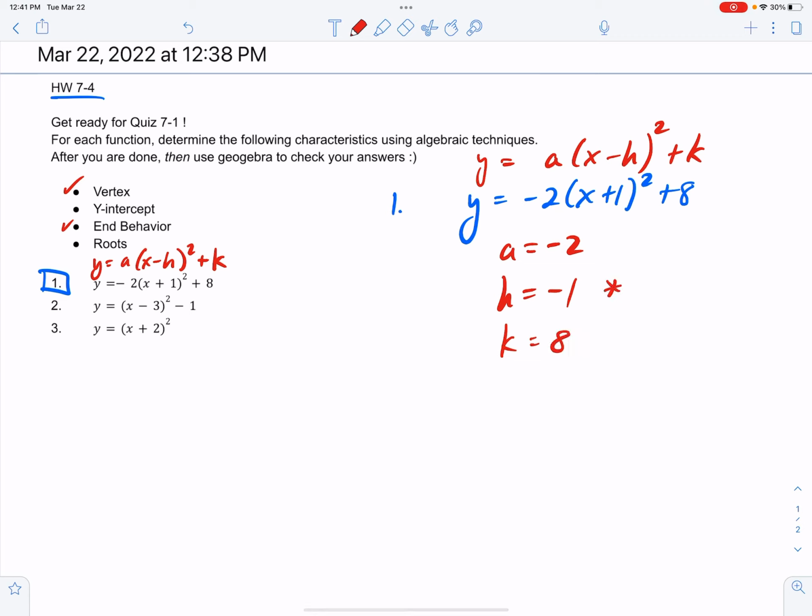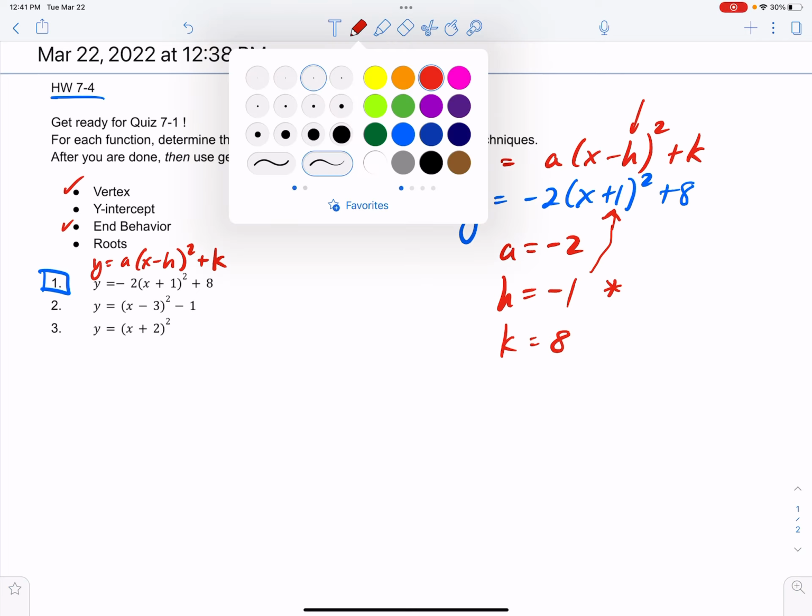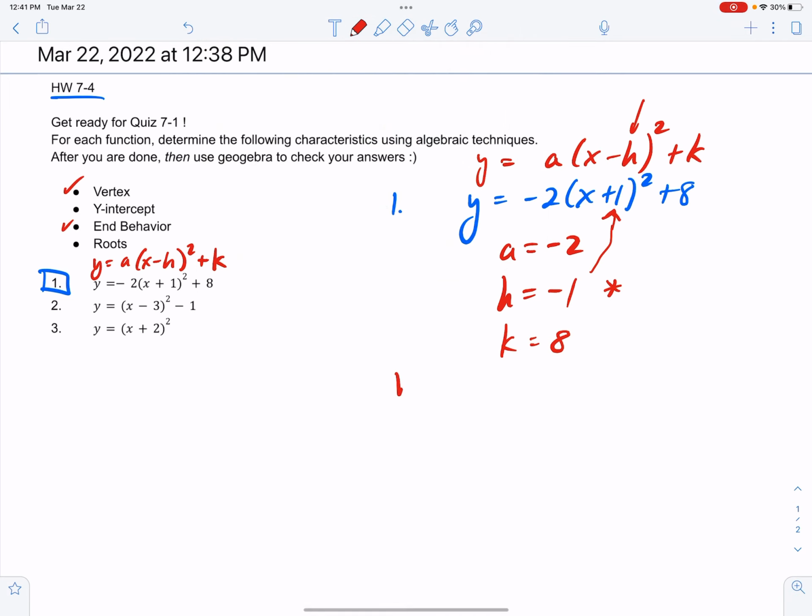Sometimes people have trouble with h because when you look here, you see a +1. But remember, the formula has -h in it. So one way people think about this is they just basically switch it around when they're writing h. So what can we do with this information? We know that the vertex is going to be (h, k). So in our case, the vertex is (-1, 8).